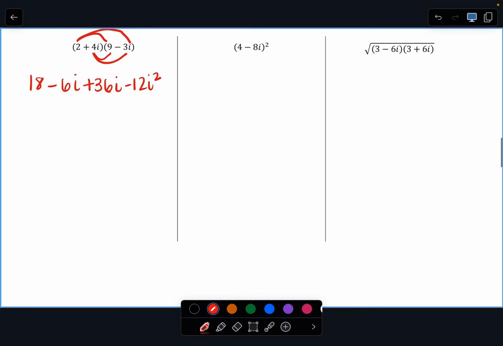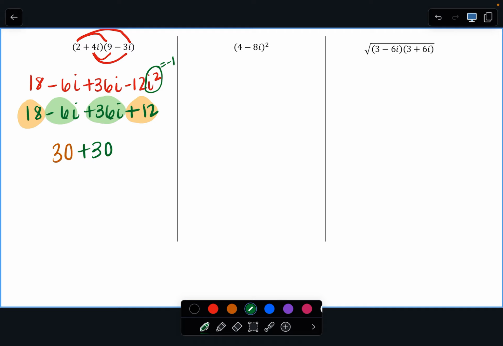Now, before I do anything else, what is i squared equal to? Negative 1. So I'm going to change this to be negative 1. So I'm going to have 18 minus 6i plus 36i plus 12. And at this point, it turns into a problem where you combine the real parts together and you combine your imaginary parts together. So what is my real total? What's 18 plus 12? 30. And what is my imaginary? 30i.